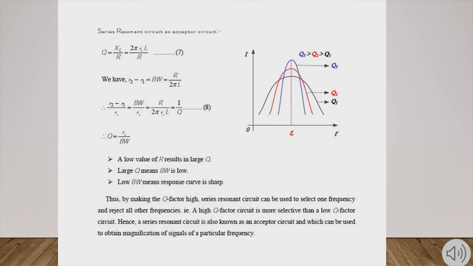A low value of R results in large Q. Large Q means bandwidth is low. Low bandwidth means the response curve is sharp. Thus, by making the Q factor high, a series resonance circuit can be used to select one frequency and reject all other frequencies. That is, a high Q factor circuit is more selective than a low Q factor circuit. Hence, a series resonance circuit is also known as an acceptor circuit, and can be used to obtain magnification of signals of a particular frequency.